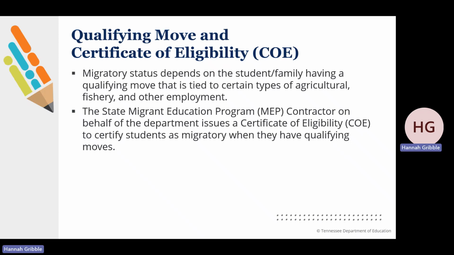To begin our overview, let's review qualifying move and certificate of eligibility, or COE. Migratory status depends on the student or family having a qualifying move that is tied to certain types of agricultural, fishery, and other employment. The State Migrant Education Program, or MEP, contractor, on behalf of the department, issues a Certificate of Eligibility, or COE, to certify students as migratory when they have qualifying moves.